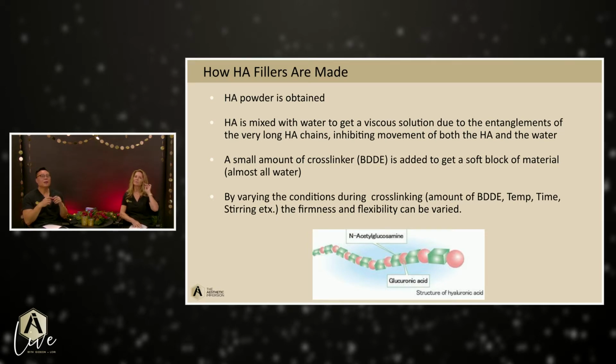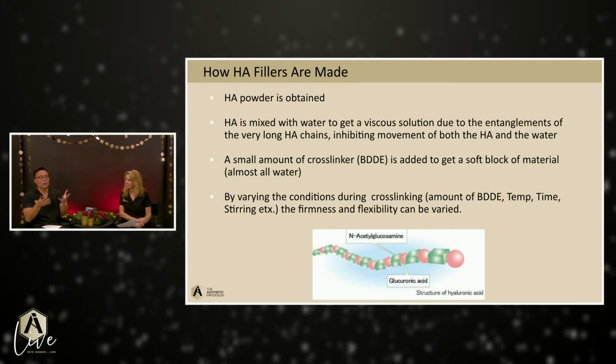HA typically comes in a powder, and then they mix it with water. What they get is different lengths of HA, whether it's long chains or short chains, and then they can figure out which of these chains they want to use, whether it's all long chains, all shorter chains, or a combination of long and short chains. And ultimately, they add in a crosslinker. BDDE is a typical crosslinker, and it literally holds things together.